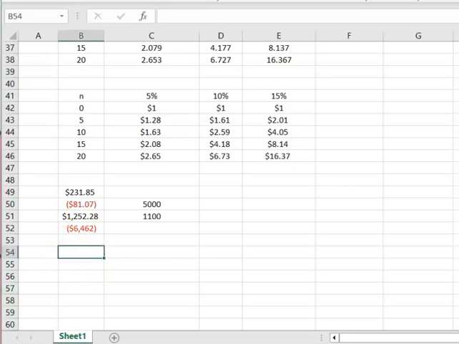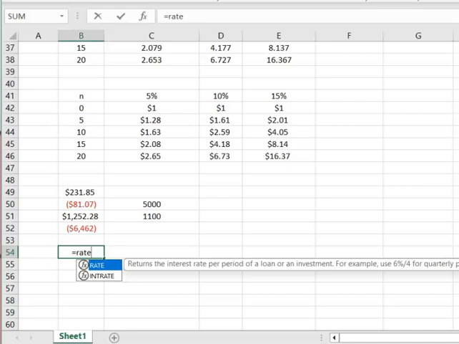In this example, it is asking you for the rate. And never miss this metadata Excel provides you. Here it says it returns the interest rate per period of a loan or an investment, for example, 6%. It's very helpful, especially when you are new in this field. Make sure you read all this explanation that is provided to you by Excel.